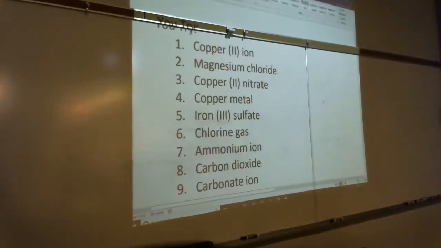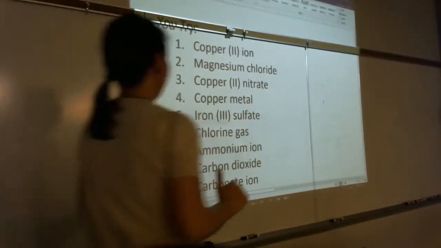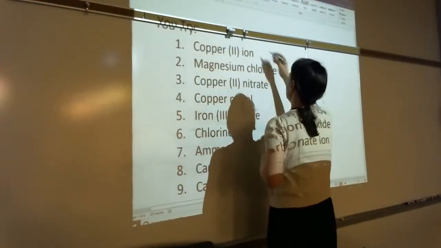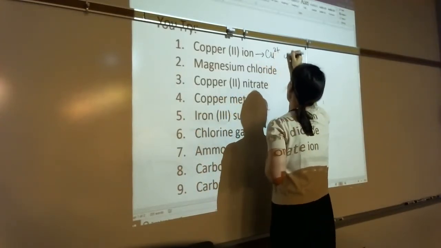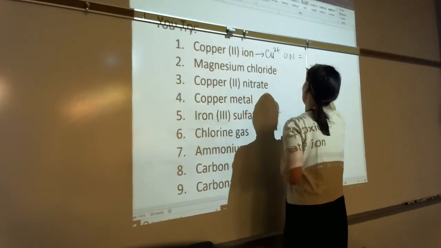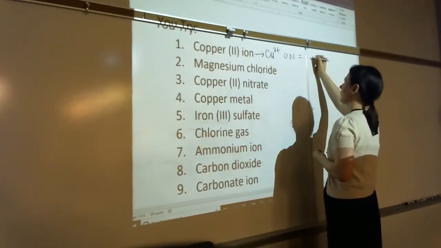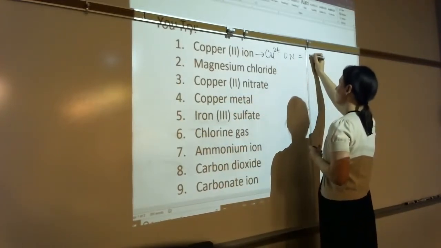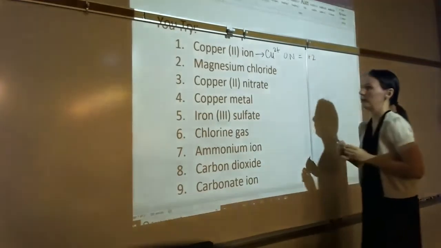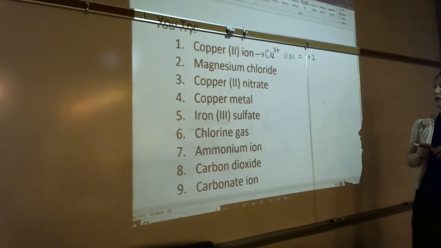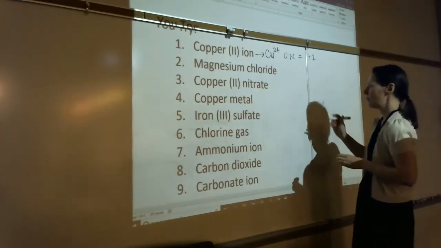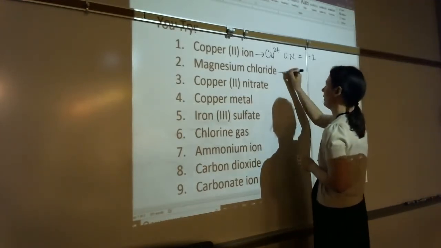Let's go over these. All right, copper 2 ion, that's just Cu2+. So what's the oxidation number of a monatomic ion? +2, right. Any questions on number 1? It's really, really easy, right? All right, magnesium chloride. What's the formula for magnesium chloride?